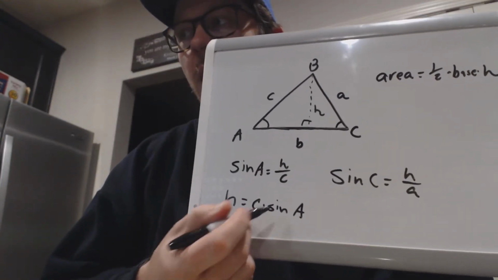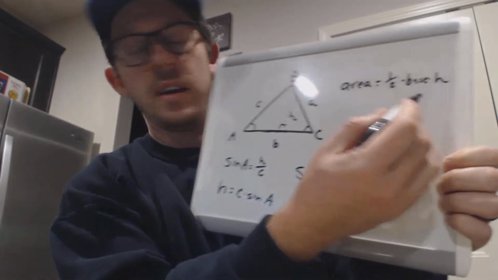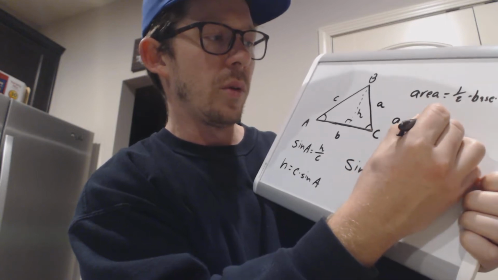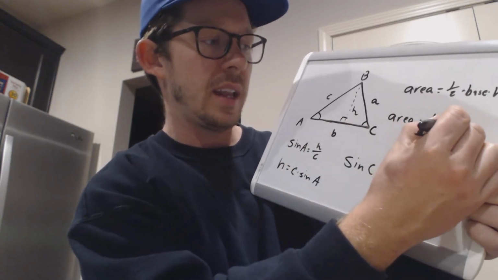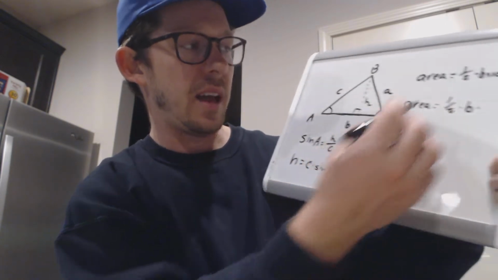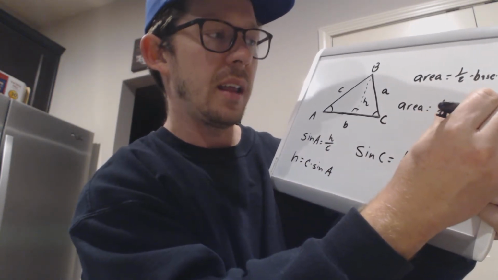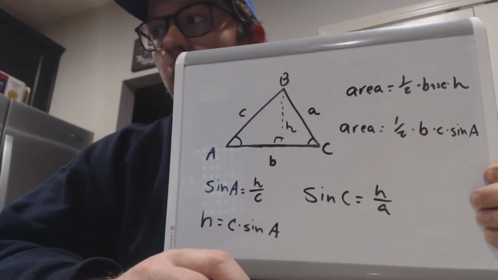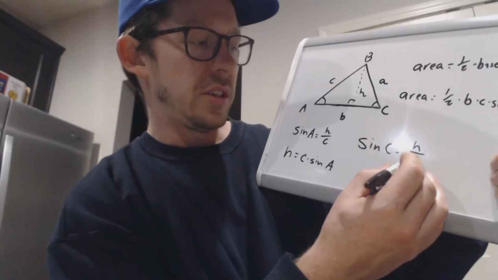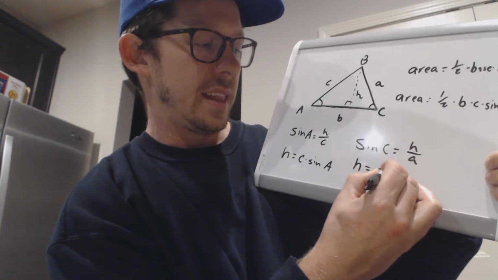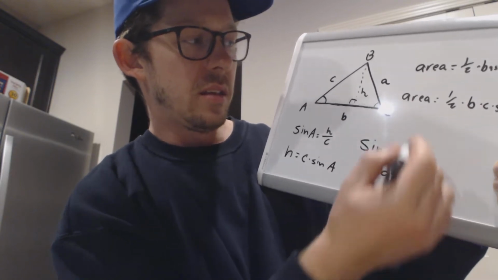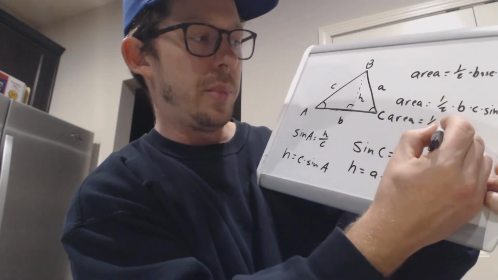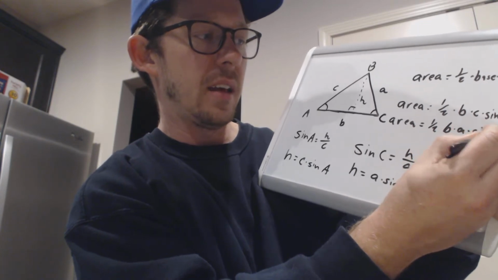If I substitute that in for this H right here, and say the base is B, we come up with the formula area equals 1/2 times the base, which is B, times the height, which is C times sine A. So look at that formula: 1/2 BC sine A. You could do something similar here. H would equal A times the sine of C, so if I substitute that in, area equals 1/2 BA times the sine of C.